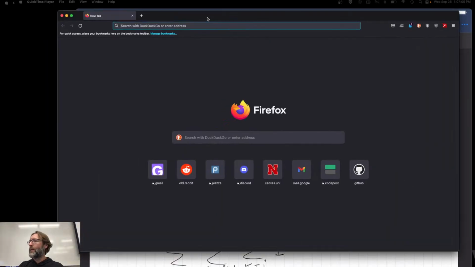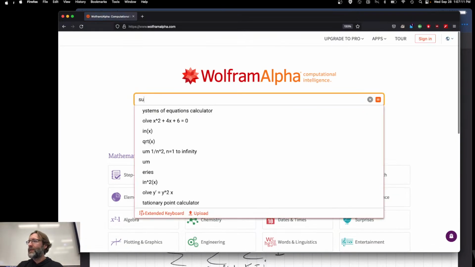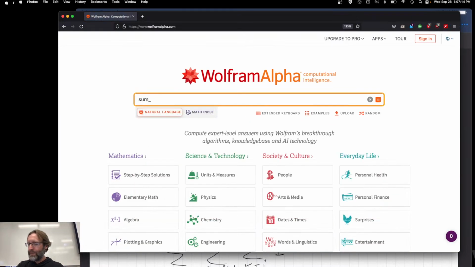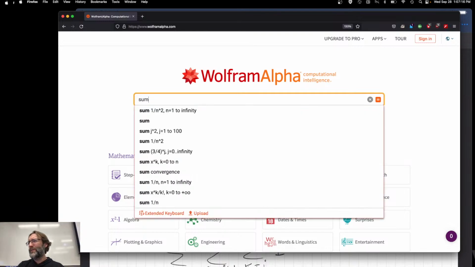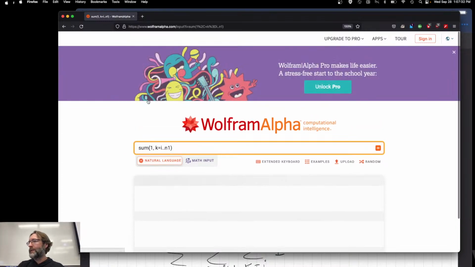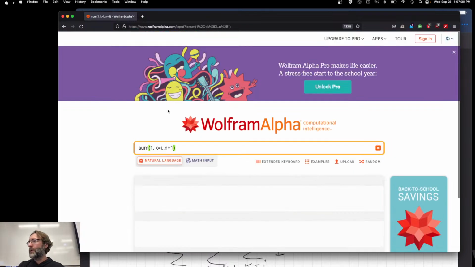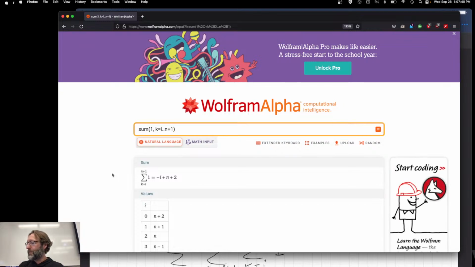So, Wolfram Alpha. Can Wolfram Alpha solve this? Sum of, let's see, how do we do sums? Sum of k equals i up to n plus 1. Is that the syntax? n plus 1, sorry. There we go. Was that our first solve? n minus i plus 2.